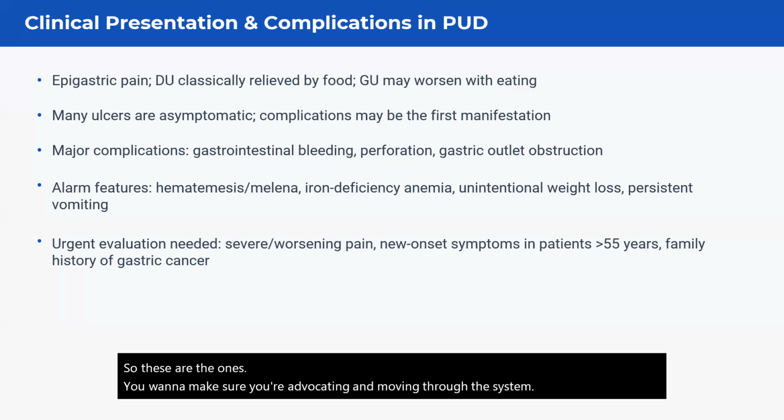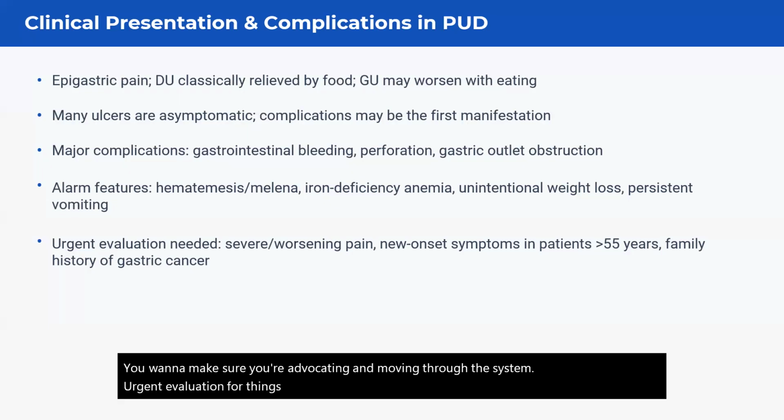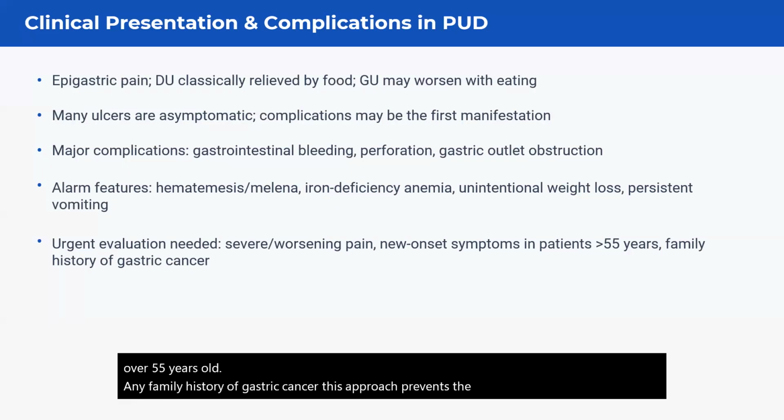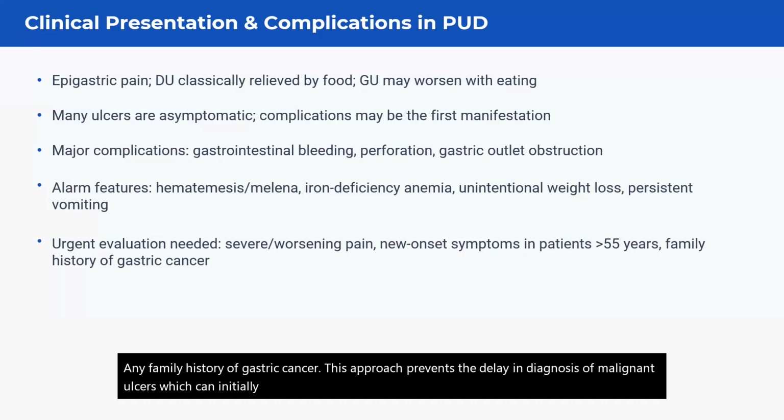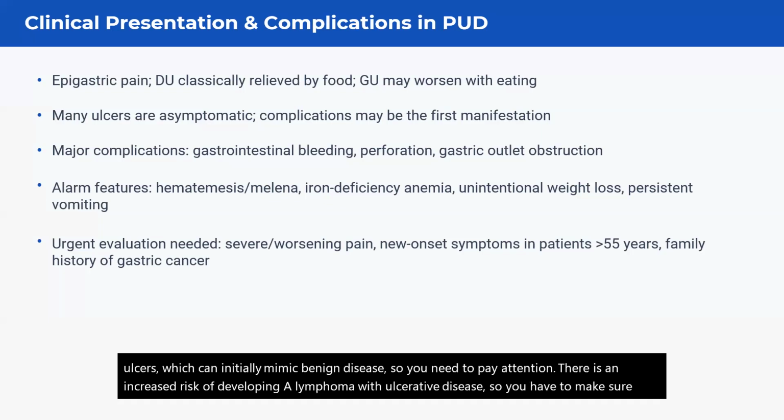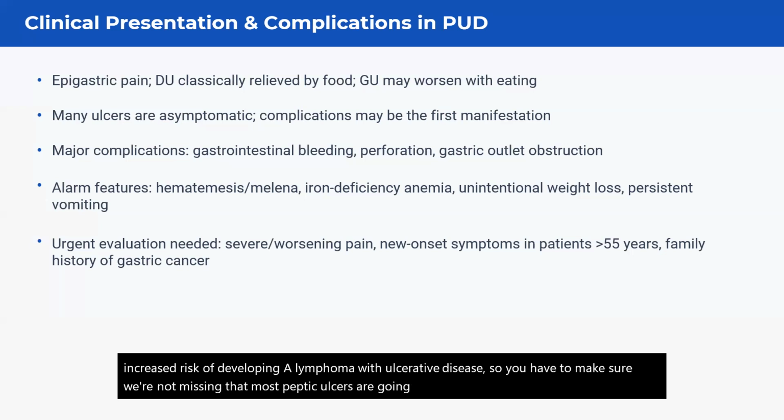Urgent evaluation for things like severe or worsening pain, new onset dyspepsia in a patient over 55 years old, any family history of gastric cancer. This approach prevents the delay in diagnosis of malignant ulcers, which can initially mimic benign disease, so you need to pay attention. There is an increased risk of developing a lymphoma with ulcerative disease, so you have to make sure we're not missing that. Most peptic ulcers are going to heal with appropriate medical therapy, but morbidity and mortality rise from delayed recognition and the complications.